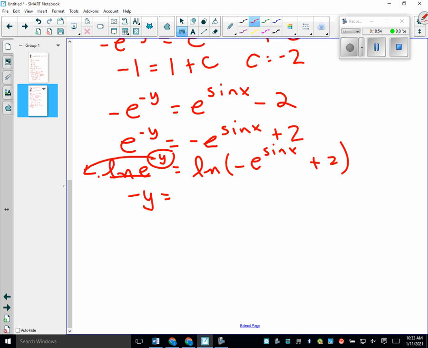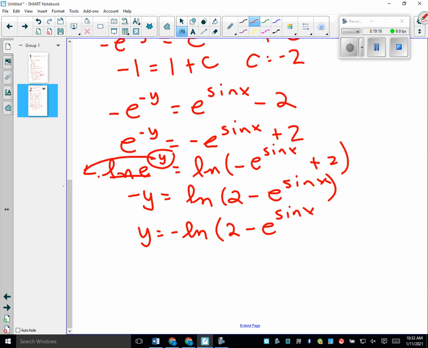So isn't this ln of, and I'm going to change this around just because I don't like the negative in the front, that's just a personal issue. So is y equal to negative ln of 2 minus e to the sine x? Is that the extremely hard one? I thought it was a little better because you kind of remembered some of the rules that time. Alright, so we're good.